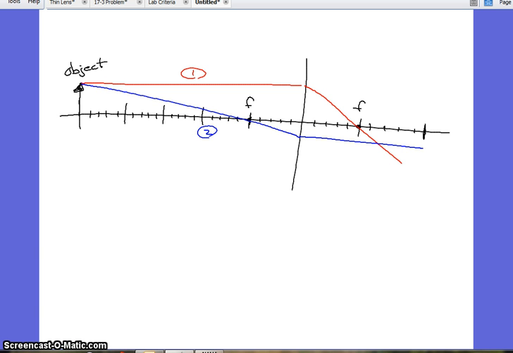And then our third ray is going to go through the center of the lens itself. That's our third ray. And we see that they all intersect roughly around 6.5. We see that the image is upside down, so we expect our height to be negative. We expect our image distance to be positive because it's on the right-hand side. And we expect the magnification to be negative because it's upside down from the object itself. So this gives us an idea of what we should find.